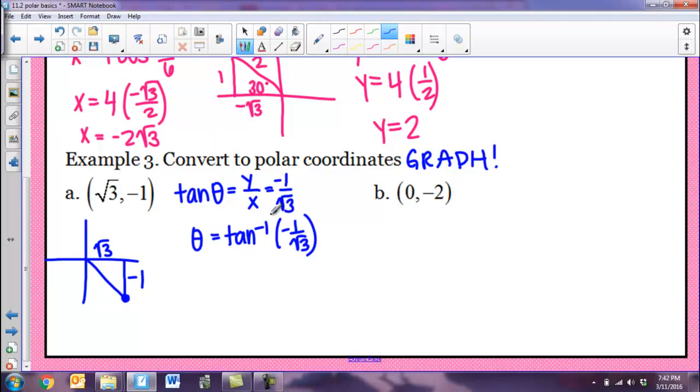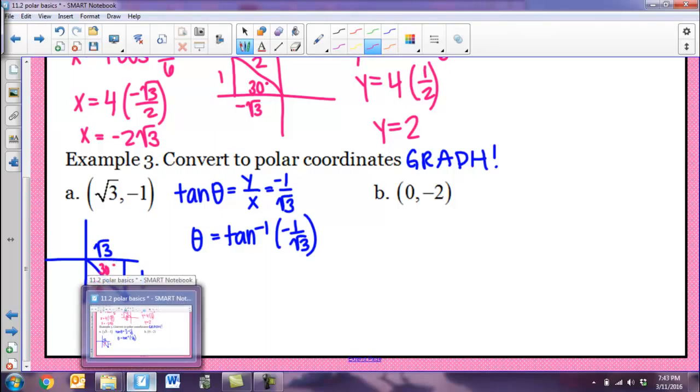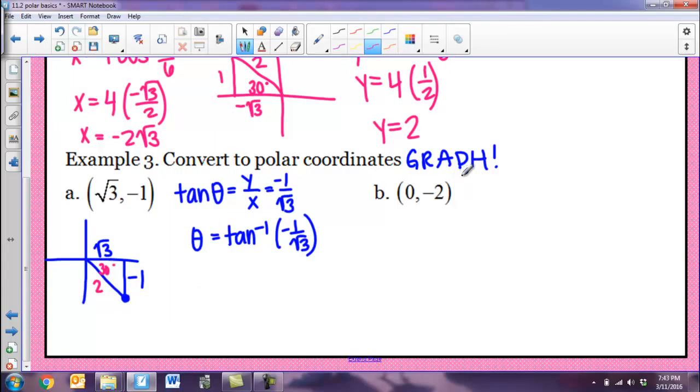But I do know that this guy is going to match with this picture, and if I'm thinking about this and I tried to make this into a Pythagorean thing, this would be 2, and we know that that's a special right triangle. Well, let me do this in degrees for a second. This one would be 30 degrees, right? The reference angle.